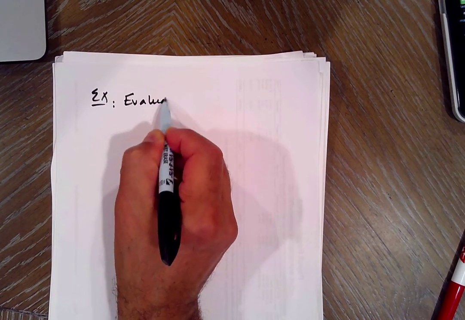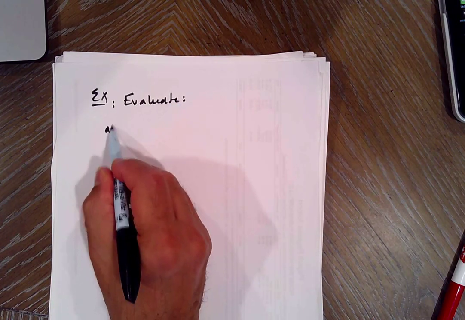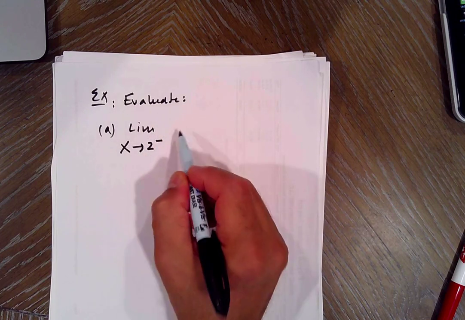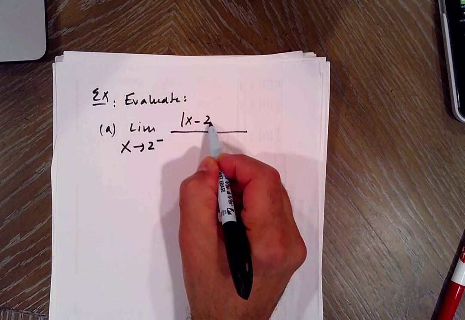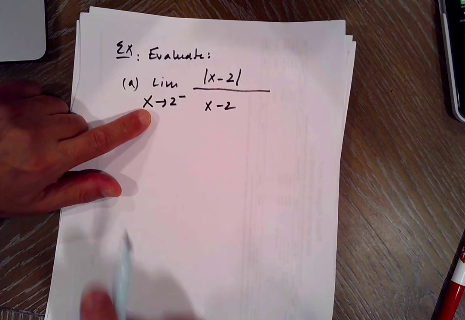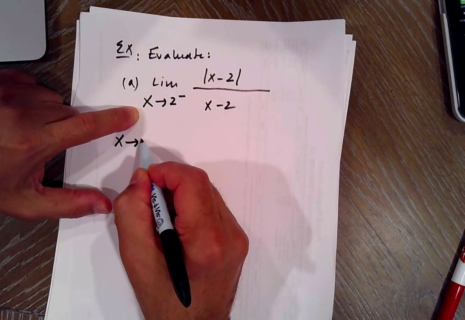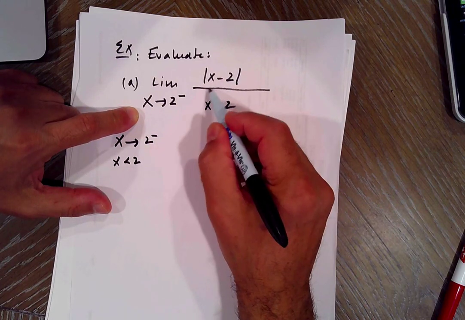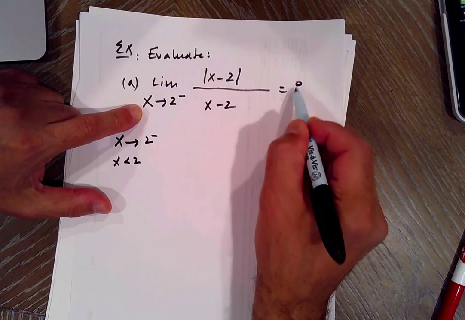Evaluate part A, the limit as x goes to 2 from the left of the absolute value of x minus 2 over x minus 2. Now remember, x goes to 2 from the left, meaning x is less than 2, and if you put a 2 in there you get 0 over 0, okay?